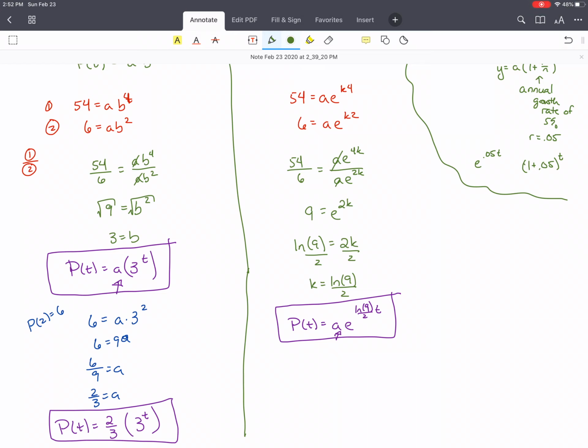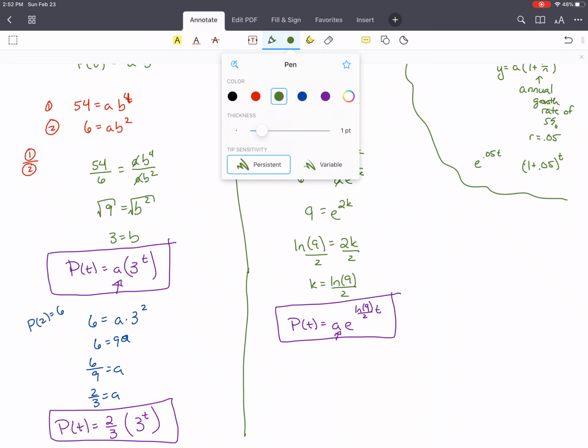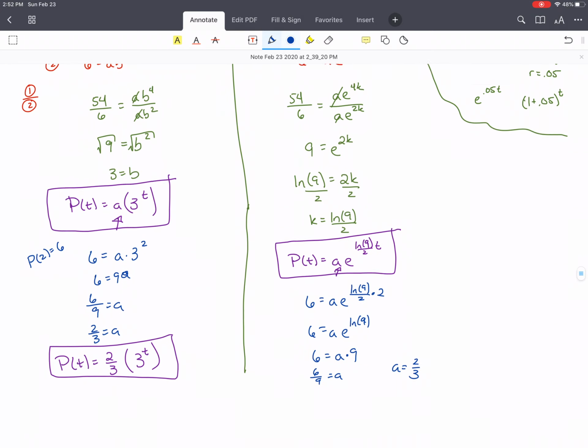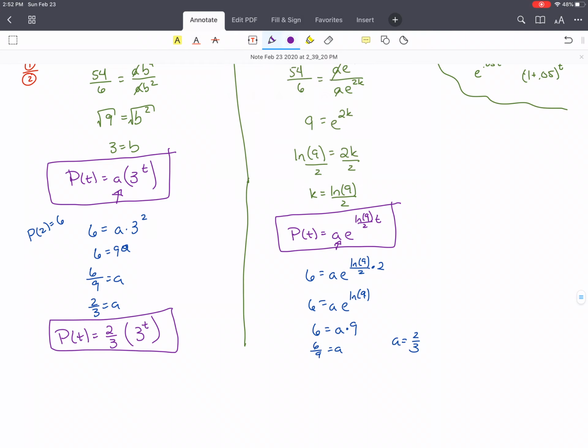So if I had not done the a, b to the t form, I would do the same thing with the e form. So I'd say 6 is a e to the natural log of 9 over 2 times 2. 6 is a e to the natural log of 9. E to the natural log cancels because those are inverses, so I get a times 9. So 6 over 9 is a. So a is 2/3. And I get the same a, which makes sense.